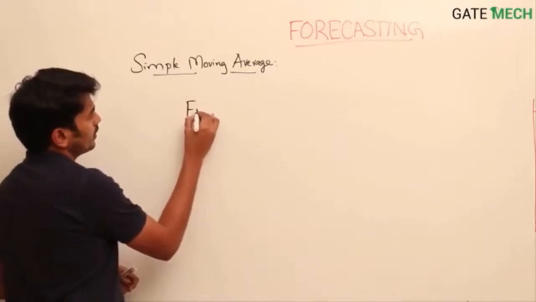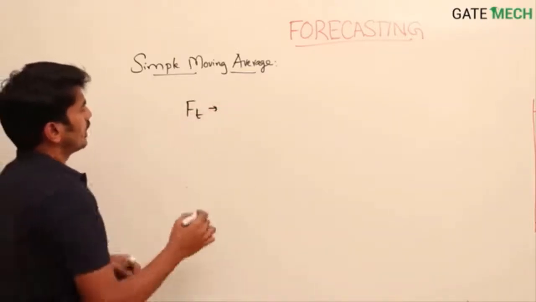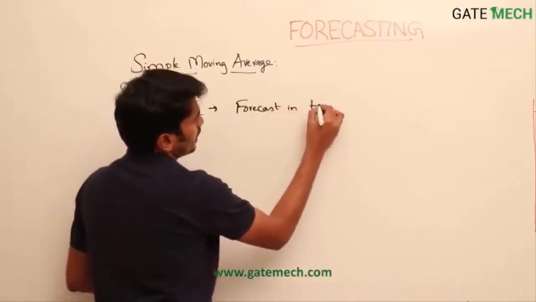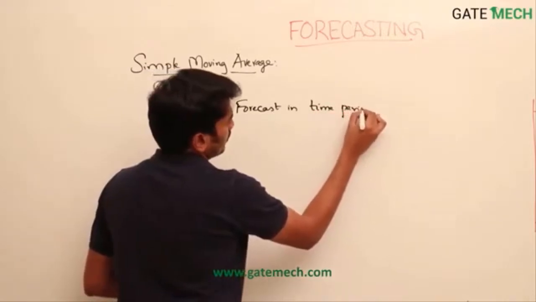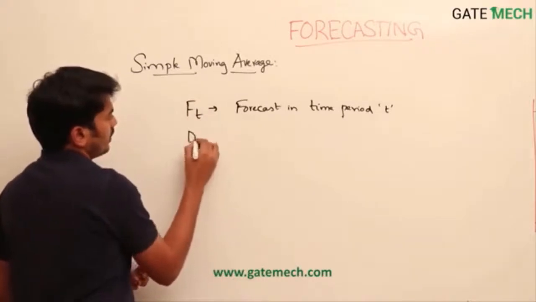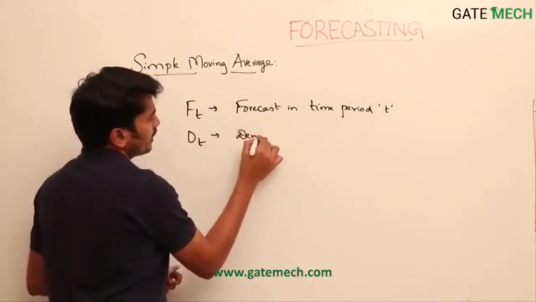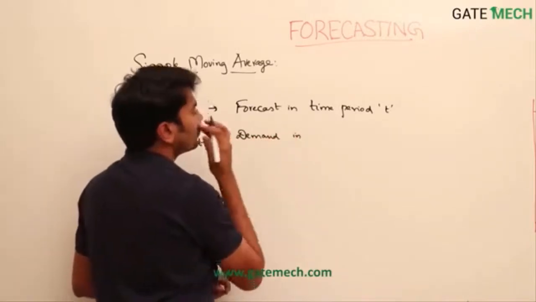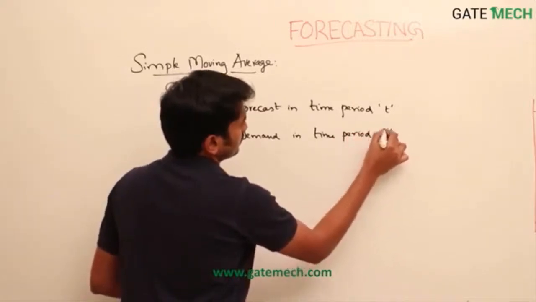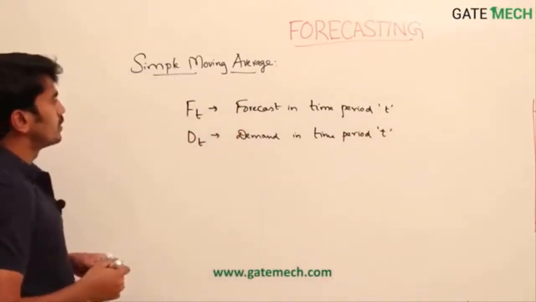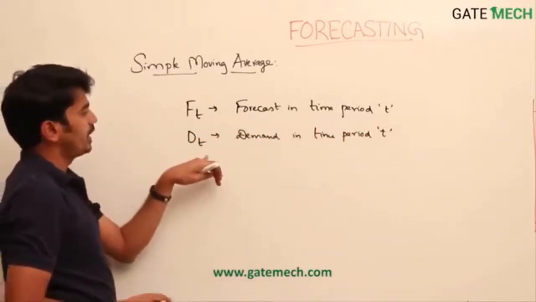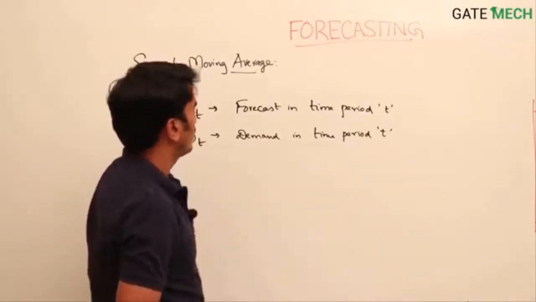So let me write the terminology first related to this. FT represents the forecast in time period T. The period can be day, week, month, year, and DT is demand in time period T. Similarly, F(t-1) will be the forecast in time period t-1, and D(t-1) is the demand in time period t-1.